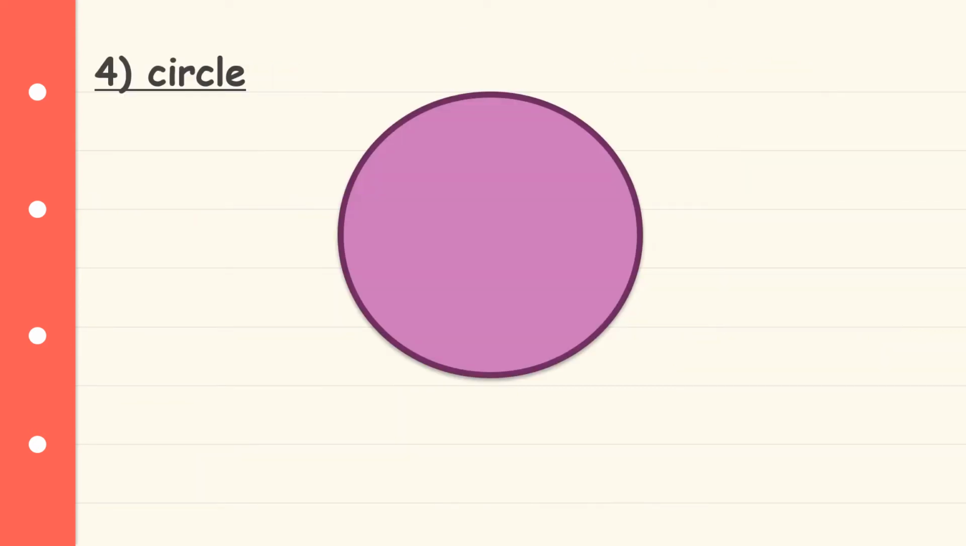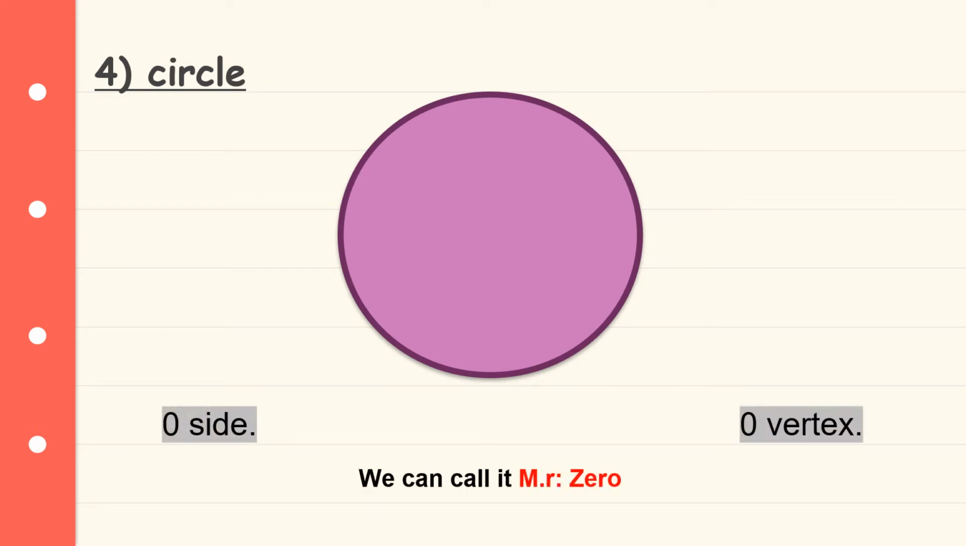This is called a circle. The fourth shape is called circle. How many sides in the circle and how many vertices? The circle, we call it Mr. Zero. It has no sides and no vertices.